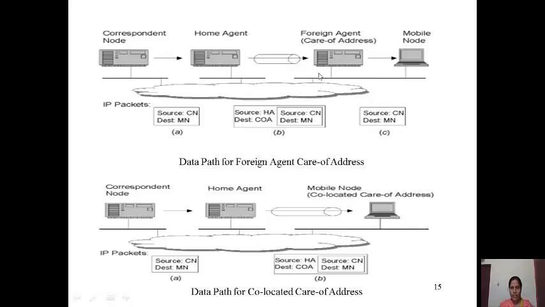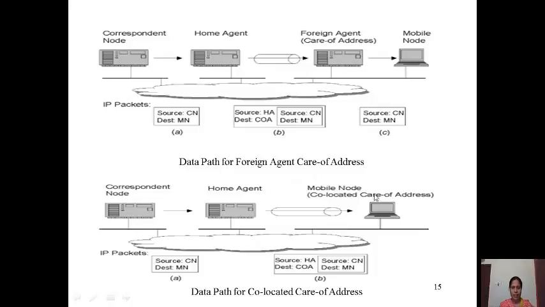When the foreign agent receives this, it tries to decapsulate. By decapsulation, we mean that the home agent's address and the care of address are removed, and the actual address of the source is used to send it subsequently to the mobile node with its address as the destination address, right? So this is what has happened in the data path that has been created for foreign agent based care of address.